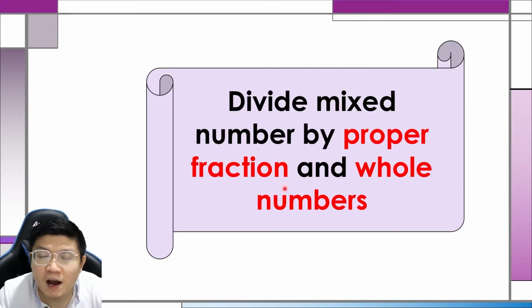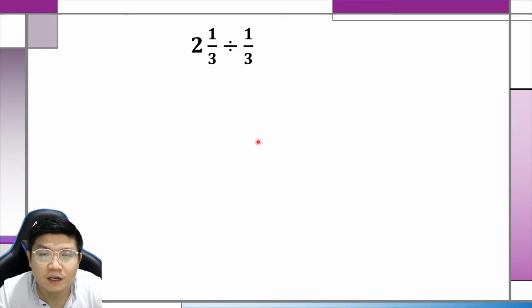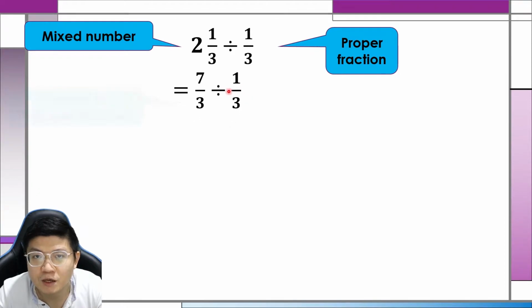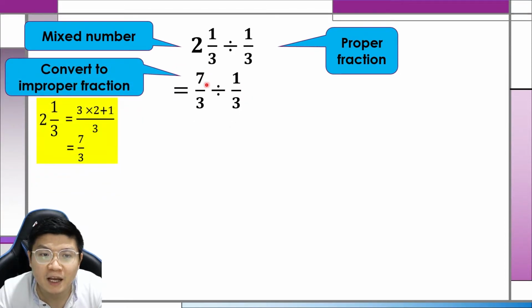Part 2, divide a mixed number by a proper fraction and whole number. Right, 2 1 over 3 divided by 1 over 3. This is a mixed number. Okay, and here this is a proper fraction. So whenever you see a mixed number, first step, you must convert it into an improper fraction. Now, how do I get 7 over 3? It's actually you convert it by taking 3 times 2 plus 1 and then over 3.